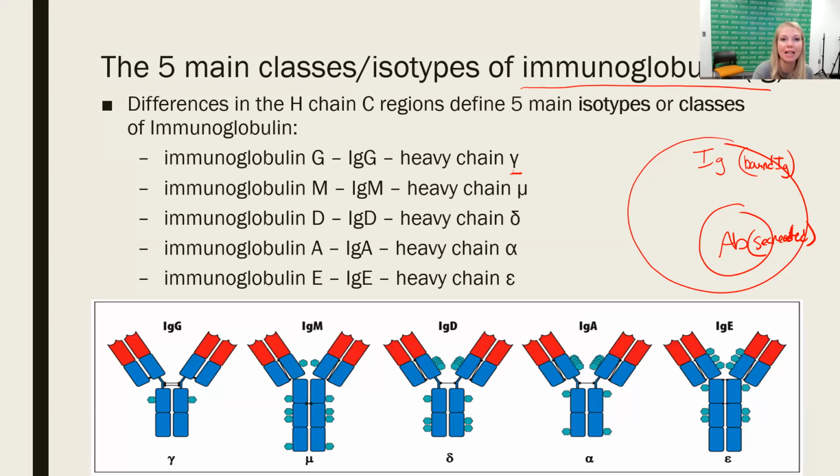But if you can't remember the five isotypes, these are the five main classes. There's subclasses of each of these as well, especially G. There's like five or six subclasses. So these aren't the only ones. These are just the main ones. And then if you are trying to remember all of these, it spells MADGE, like the name Madge, M-A-D-G-E, as the types of antibodies that we have, the major classes.